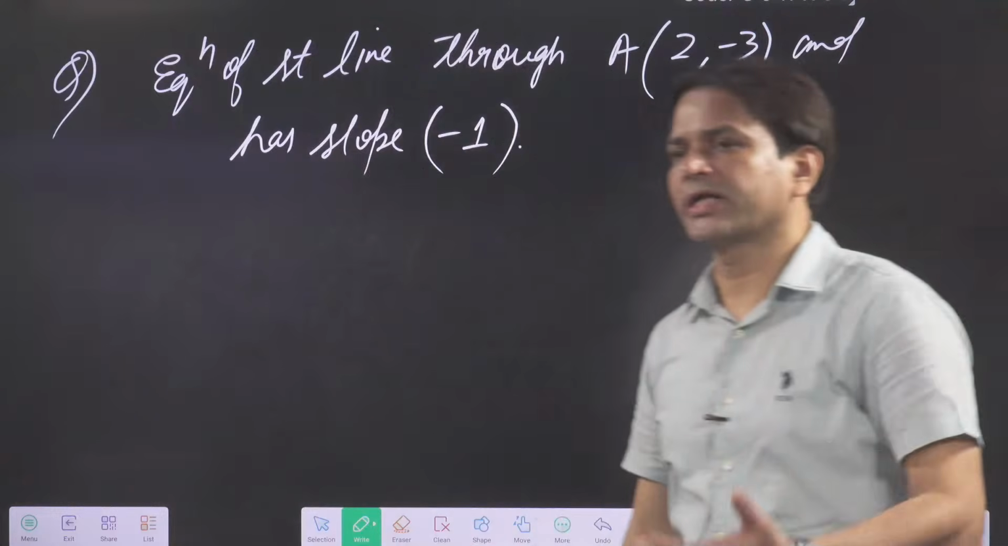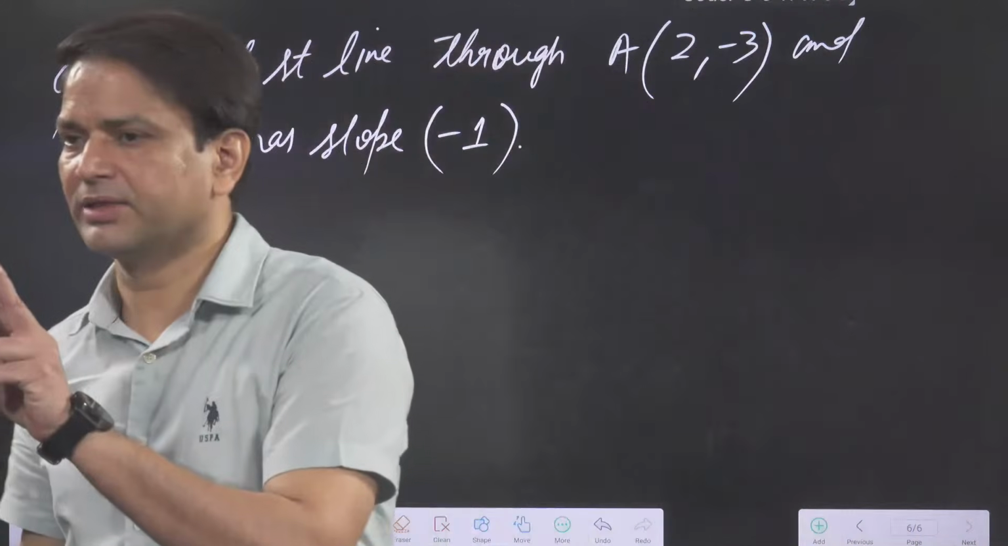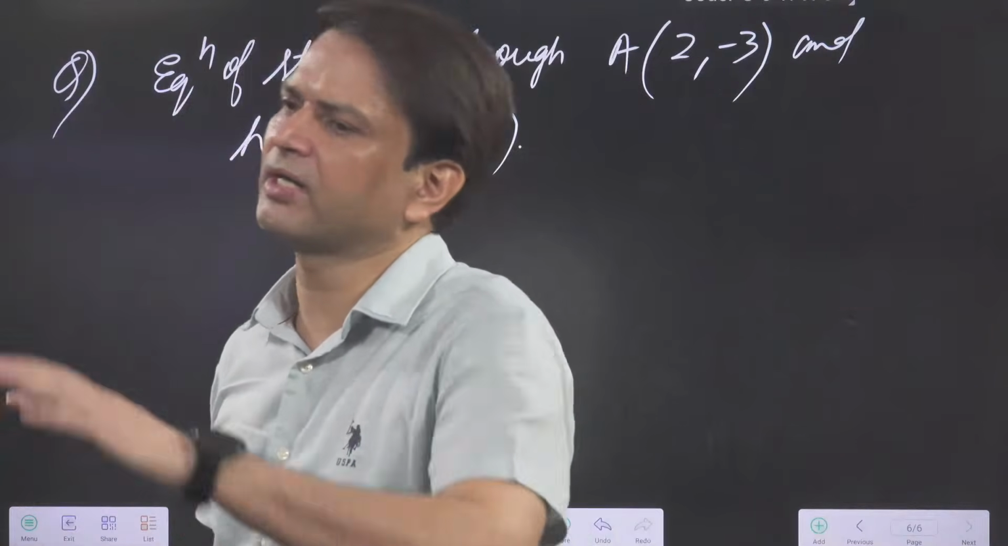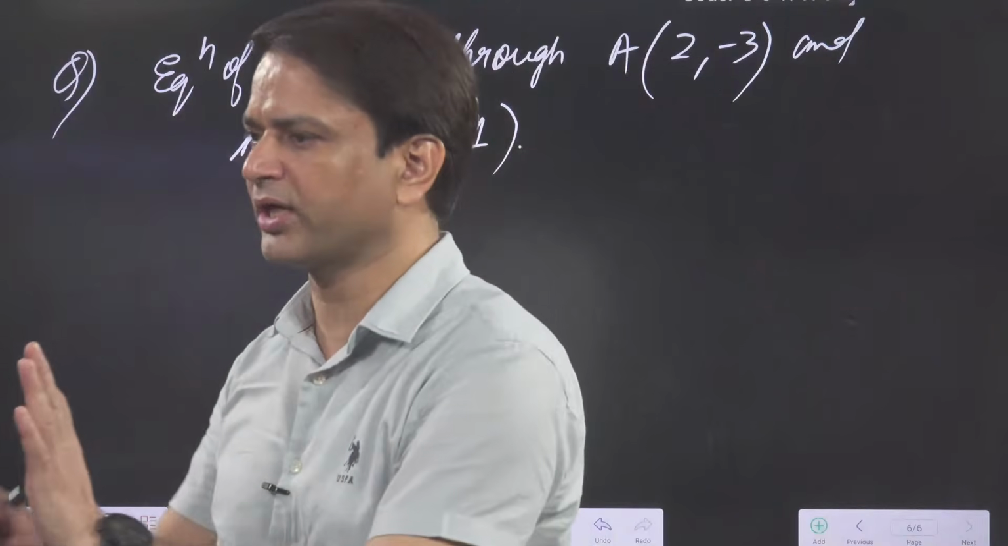So if they are not given the slope, they are given the 2 points. So apply the slope formula, you will get the slope value, and then you can take any of the points and you can write the equation.